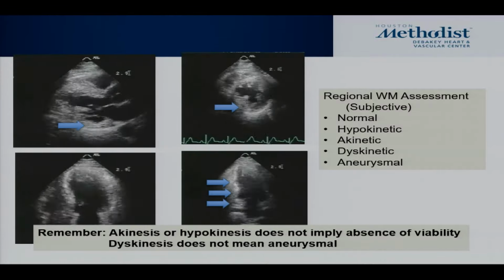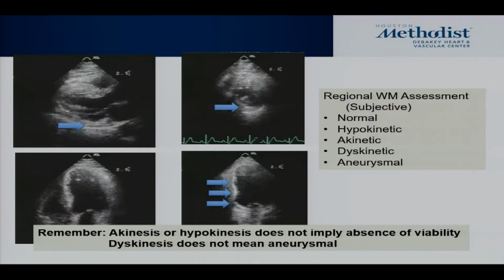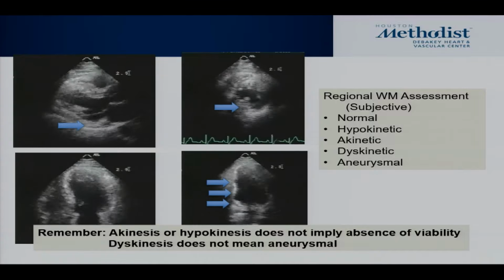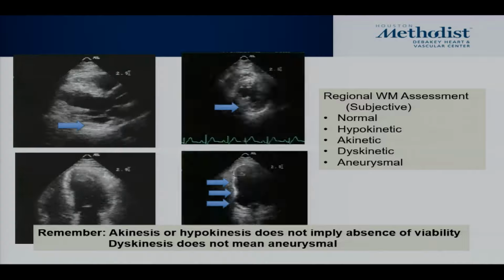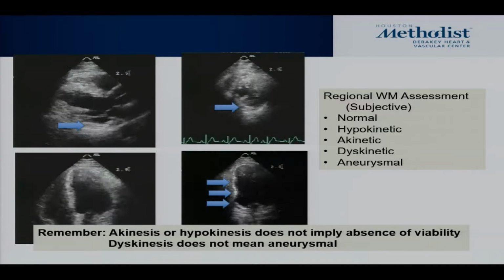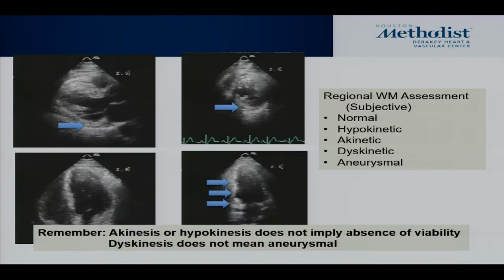An important point that is worth making, notice that this patient right here has some dyskinesia actually, right in that area here. However, just wall motion alone, even akinesia, even dyskinesia, does not imply absence of viability. So segments can be very dysfunctional and still have viability in it. We've known that now with MRI, we think we have learned that lesson very well.